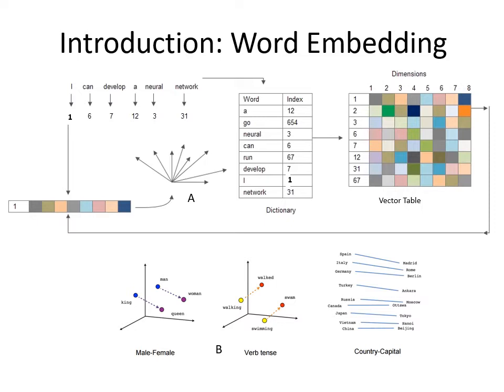When visualized with the dimensions, it is as shown in figure A. Then figure B represents the visualization of different words in a vector space. As you can see in the following figure, similar words tend to be near each other.